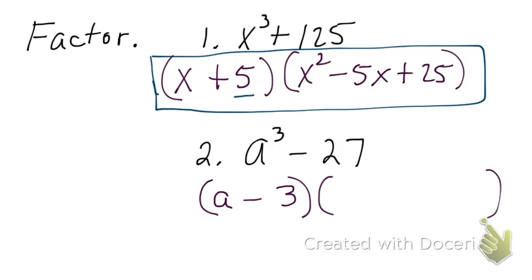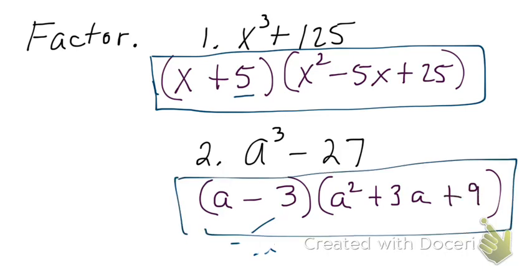So the first term of our trinomial is going to be found by squaring the a. Then we're going to multiply these numbers. We get a minus 3a, and use the opposite sign. That'll be our middle term. And then negative 3 squared, or 3 squared, we're going to get 9. We get plus 9 at the end. And so we're going to end up with a minus 3 times a squared plus 3a plus 9.